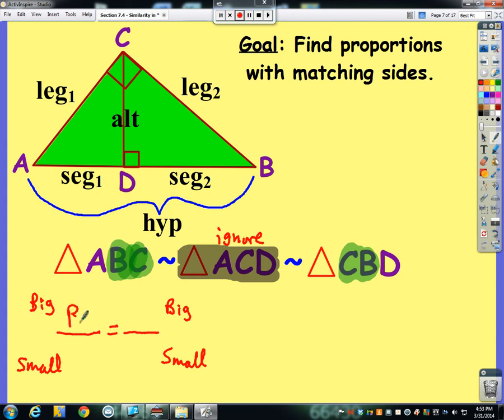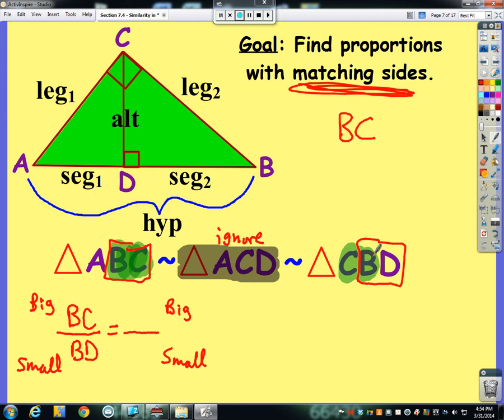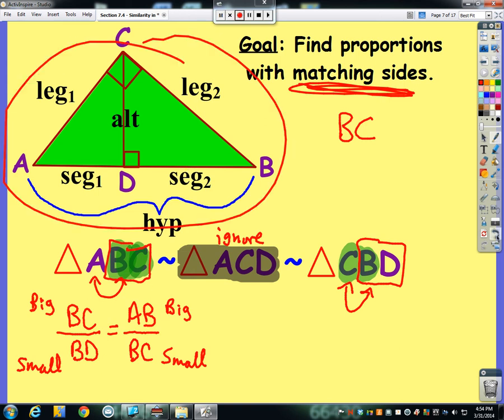So if I want to talk about BC in the big triangle, right? BC, that's the second and third letters. Well, the second and third letters over here, though, are BD. Okay, so now if I want to talk about BC, because that was the thing I wanted to find, that matching side, which is BC, I'm going to pop down here with the small triangle. It's the first two letters, and in the big triangle, the first two letters would be AB. So again, I want to do the same thing. I want to replace AB, BC, BD with what they really mean up here in terms of their names.